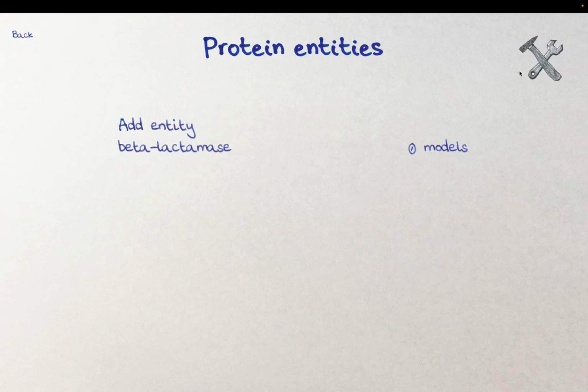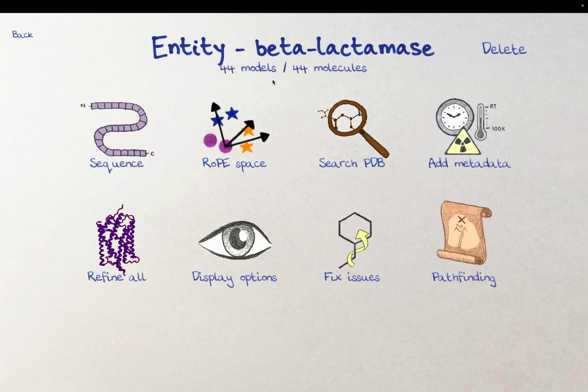Now from the Protein Entities menu, we can turn all of these files into models by pressing Auto Model from the Toolkit menu. This is going through each of the models and finding the beta-lactamase sequence within the datasets. So now we've ended up with 44 models available, which we can begin to use for refinement.